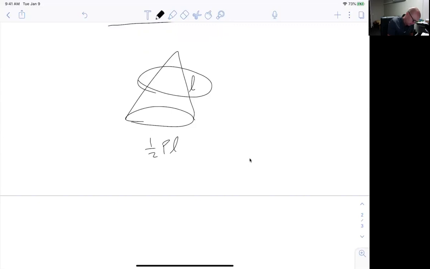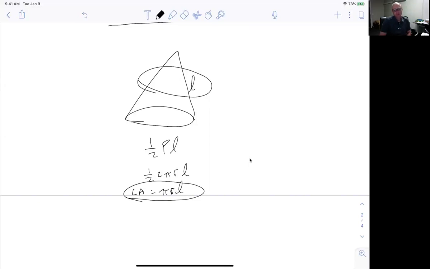So if I did think of it this way, what's the perimeter? What's circumference? That's 2 pi r times the slant height, right? So what's 1/2 times 2? That's 1. So I'm left with the lateral surface area of a cone being pi times r times the slant height.